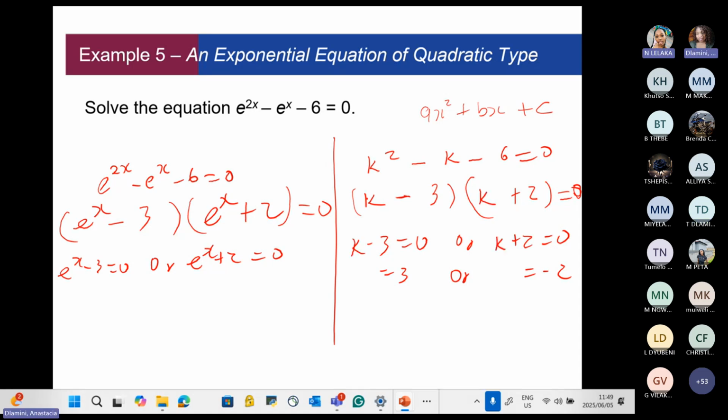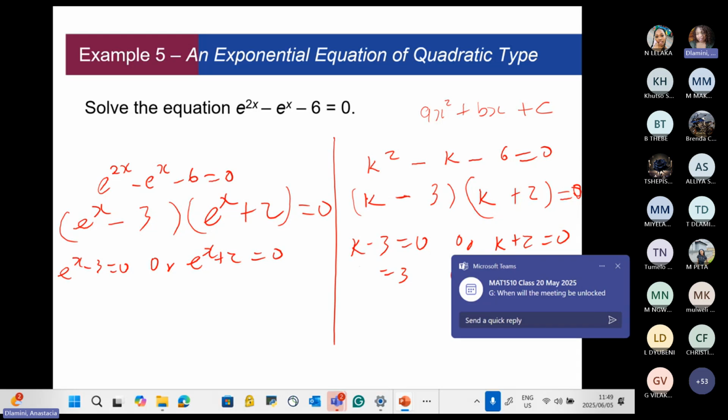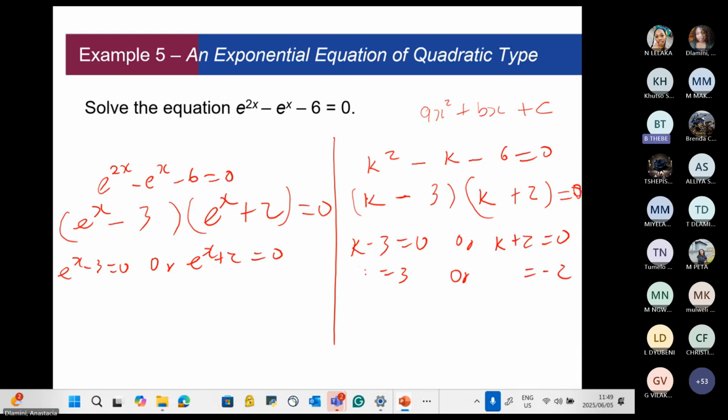Do you see that? Here we're doing k substitution now. With this one, I can say e to the power of x is equal to 3, or e to the power of x is equal to minus 2. Are we all together?